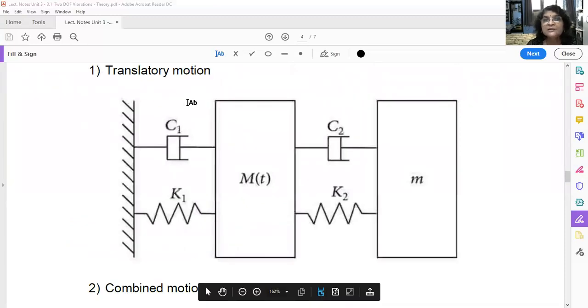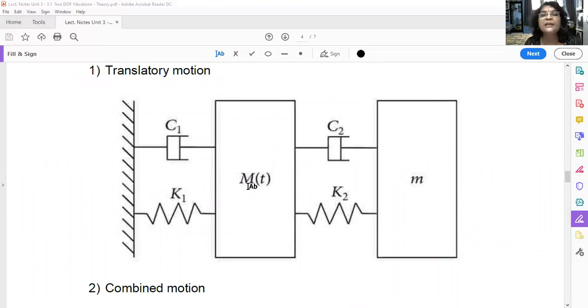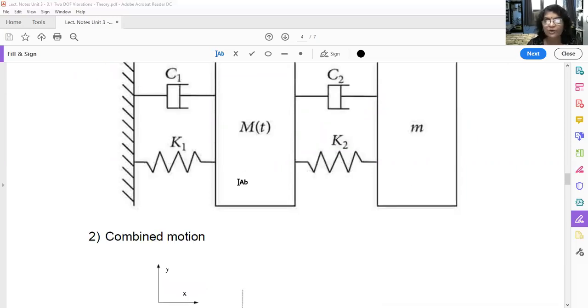Okay, this is a translatory motion. See, there are 3 types of motion we are going to study here: pure translatory motion for a 2 DOF system, pure rotary or torsional motion for a 2 DOF system, and third, the combined motion. So we will see examples of all 3 types of motion. This is the example of translatory motion. See, this is mass 1, mass 2, connected with the help of a spring, and a damper is also shown. But in our syllabus, we are not going to study damped vibrations. It is undamped vibration.